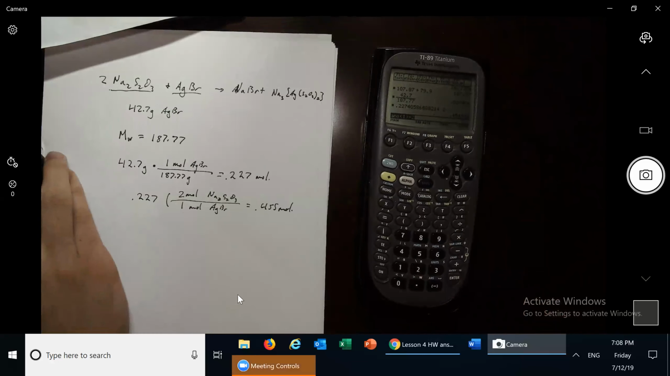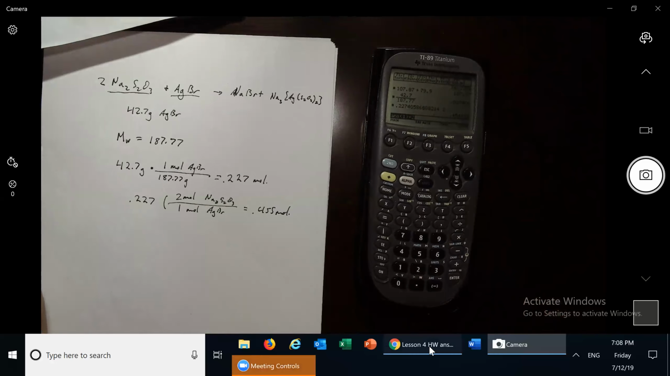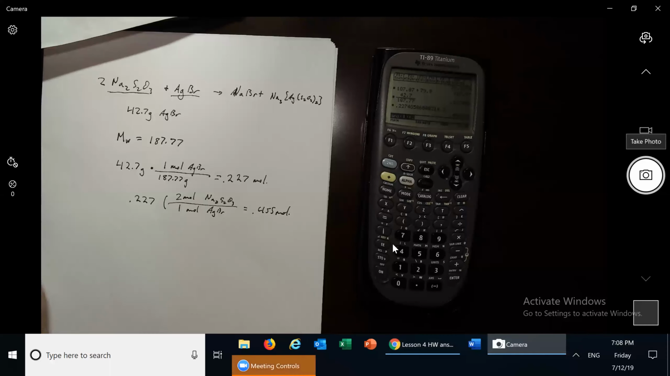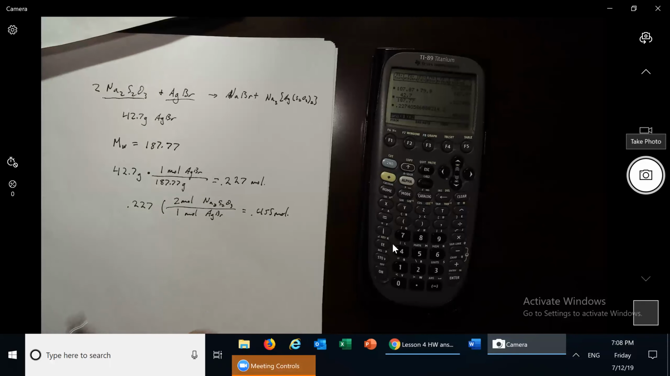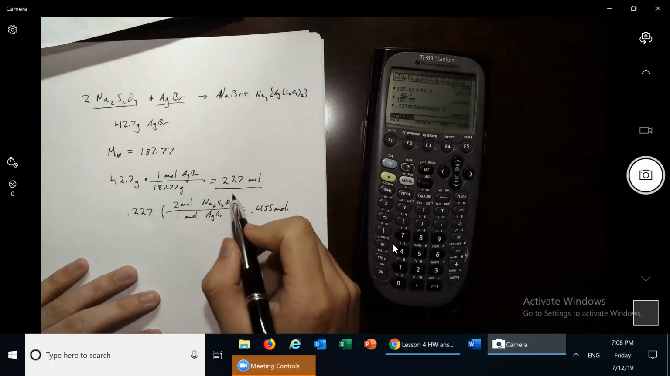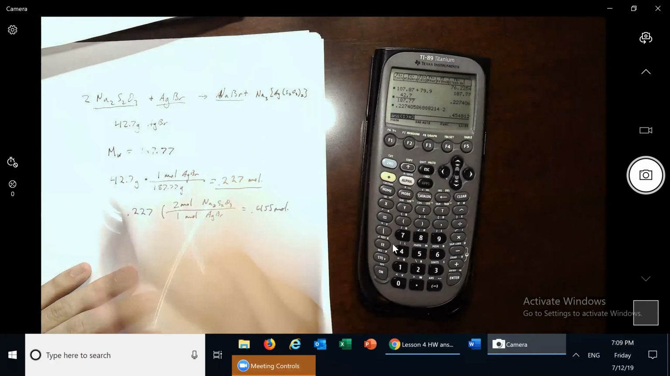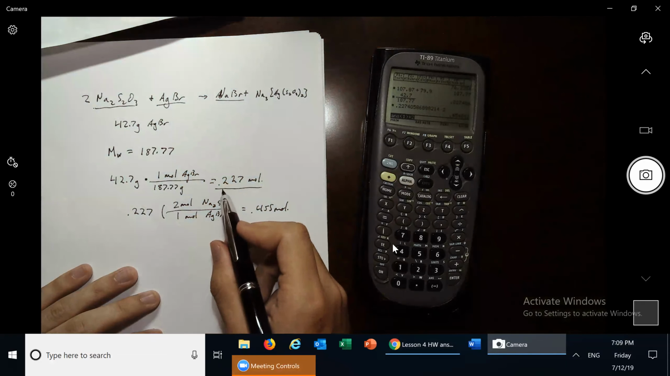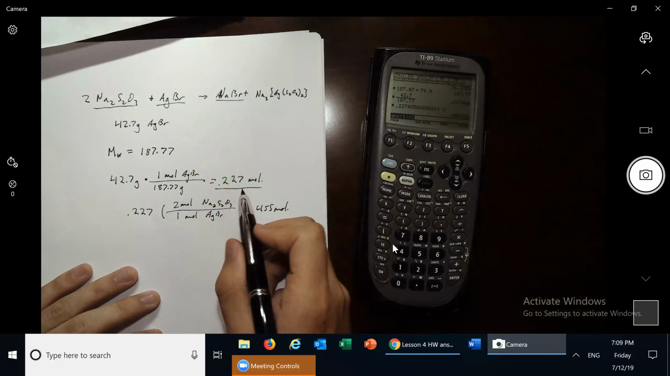Now, what is the mass of sodium bromide that will be produced from 42.7 grams of silver bromide? Well, we already did the hard work. There are 0.227 moles of silver bromide, and they're in a 1-to-1 ratio. So we're going to make 0.227 moles of sodium bromide.